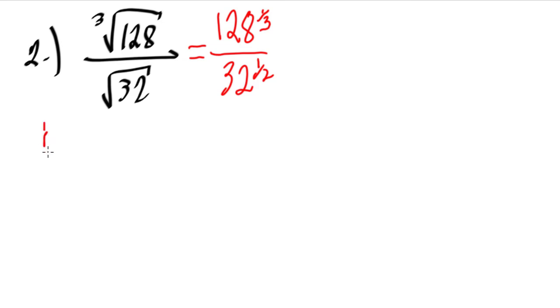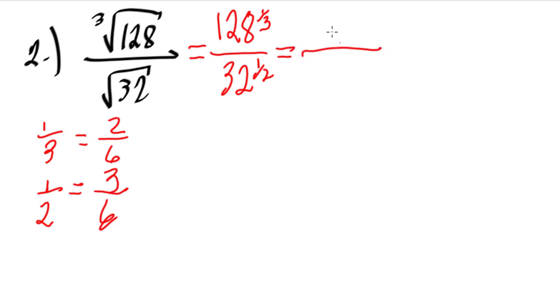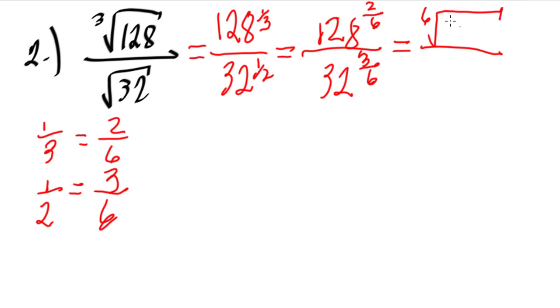The LCD of 1/3 and 1/2 is going to be 6, or 1/6. So 1/3 converted to sixths is 2/6, and 1/2 converted to a denominator of 6 is going to be 3/6. So that will be our next line here: 128 raised to 2/6, and in the denominator we have 32 raised to 3/6. Then we have the sixth root of 128 squared, some big number, and the sixth root of 32 cubed, which is also a big number actually.